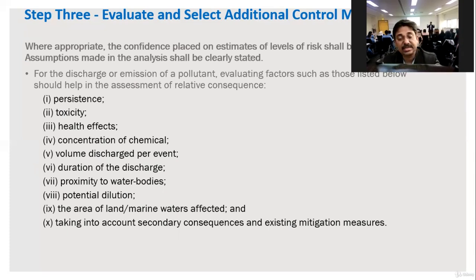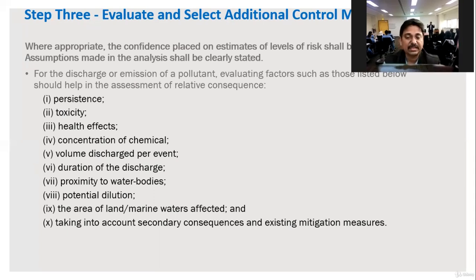Suppose you are using a high risk chemical. Volume of discharge: if a very small volume of H2S is leaked, the risk is very low, whereas if it is a high volume, death can happen. Duration of the discharge: how long it is discharged. Suppose petroleum is leaked for a second, it is not that much risk, but if it is for half an hour, it is very high risk.